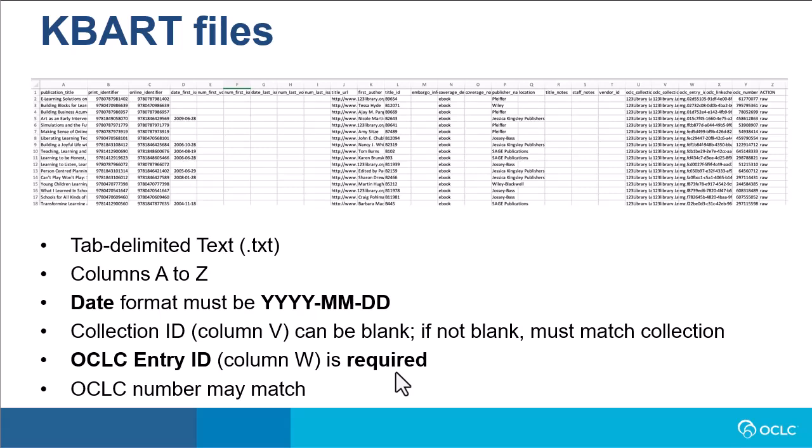Collection ID can either be blank or else must match the collection ID of the collection in which the file is being uploaded. OCLC entry ID is required, will be present for global collections that you've downloaded from Collection Manager, and can be an arbitrary numeric value in collections that you create. For collections that you create, OCLC number may match if the URL matches to a WorldCat record.